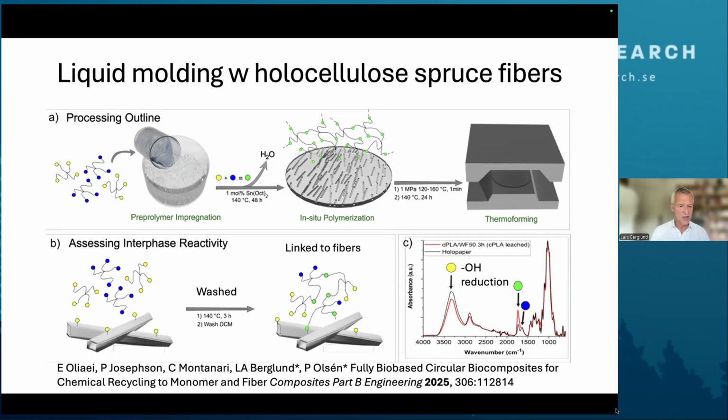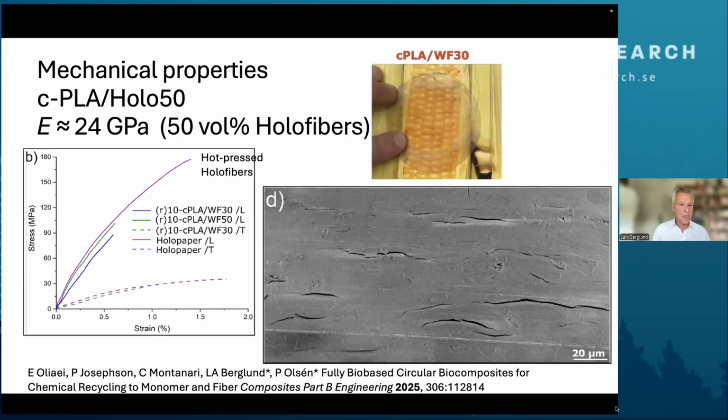quite sparse. An interesting thing is that because of the carboxyl groups, there is chemical linkage to the fibers. So the hydroxyls on the cellulose surface react with the carboxyls in the matrix, and that's shown by the spectroscopy data. So it's an interesting possibility, although I think the key here is really the chemical recycling. The mechanical properties are okay.